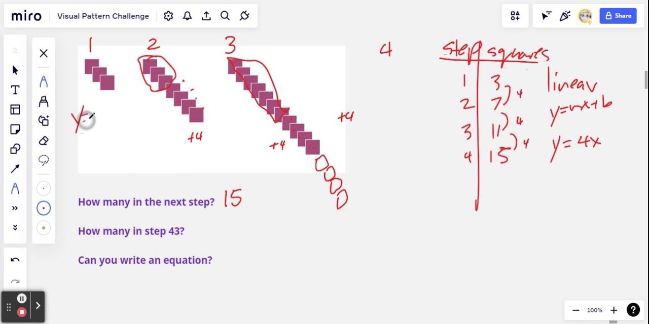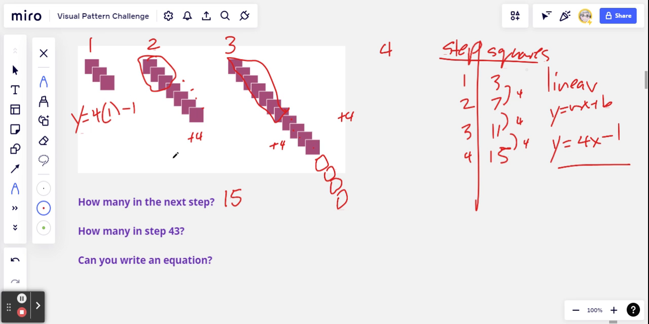So y equals 4 times 1 instead of x. And the y is supposed to tell us the number of squares. In this case, it says y equals 4 times 1. That would be 4 squares. That's 1 too many. So to get down to 3, we just have to subtract 1. So we subtract 1 there, and that means our b here is -1. So our whole equation is y equals 4x minus 1.